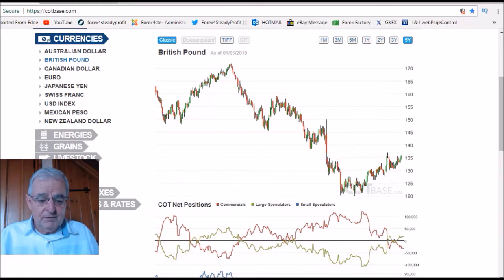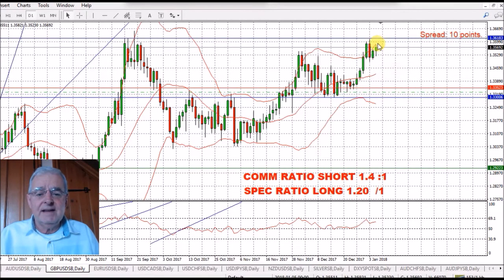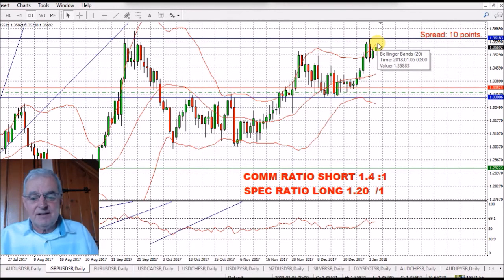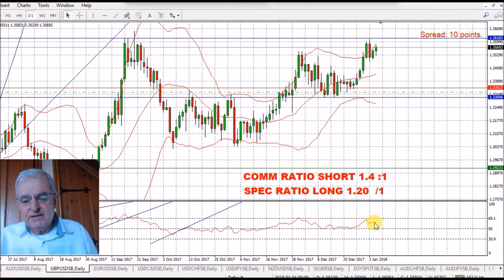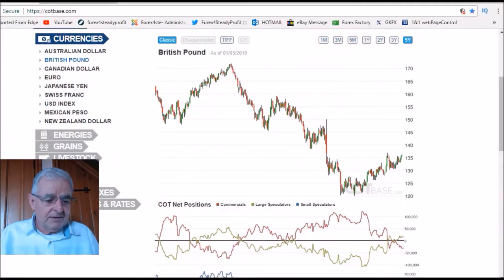So when we look at the chart, see we've had a bit of upside here, and I am expecting it to sell back down. We've got a commercial ratio short of 1.4 to 1. We're actually pointing slightly up on the RSI, but I expect to see more strength coming through for the dollar and a little bit of weakness for the pound. So we'll see where that goes to.